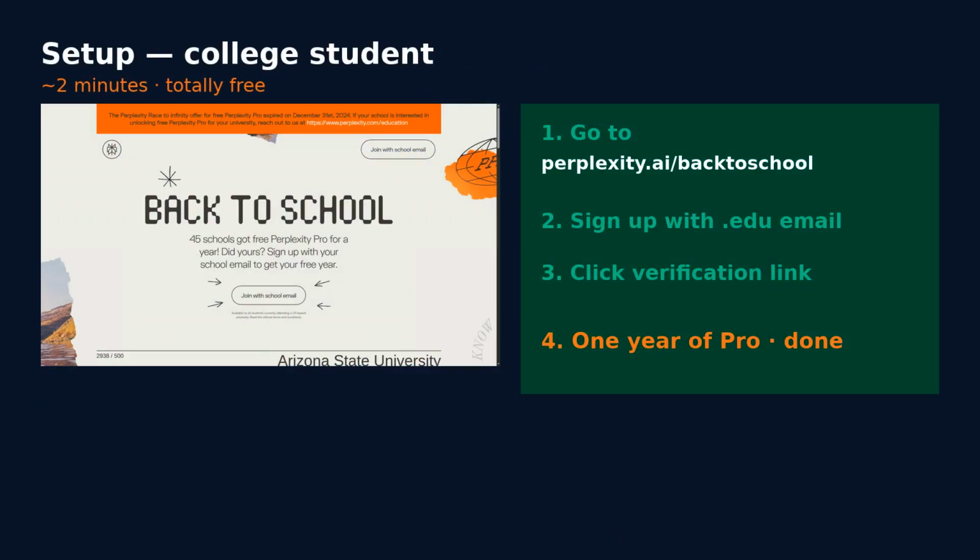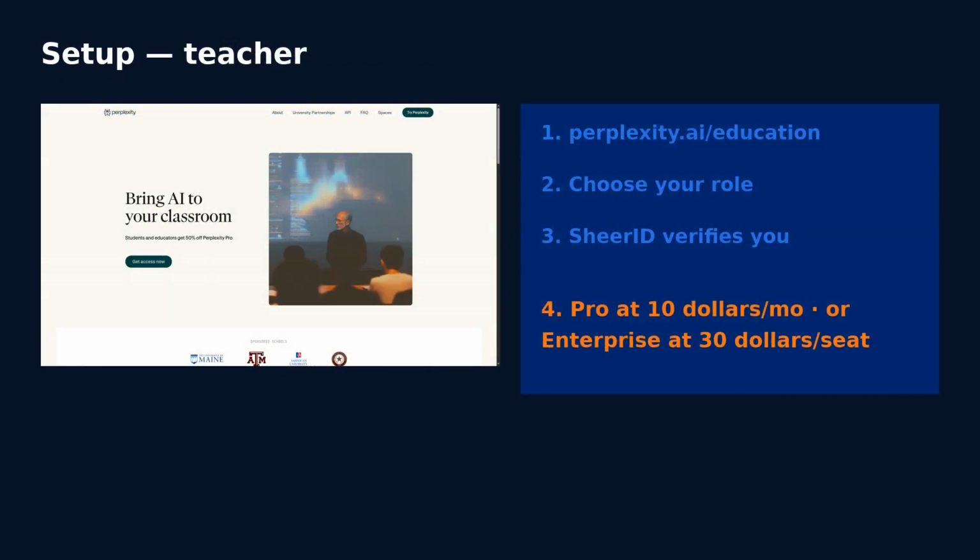Okay, let's go through the actual setup. For a college student, go to perplexity.ai/backtoschool. Sign up with your school email. Click the verification link. Wait a couple minutes. You now have 1 year of Pro. That is it. For a teacher, go to perplexity.ai/students or perplexity.ai/education. Choose your role. SheerID verifies you teach at a U.S. school. Once verified, your Pro account is 50% off, or your school can get Enterprise for everyone else.